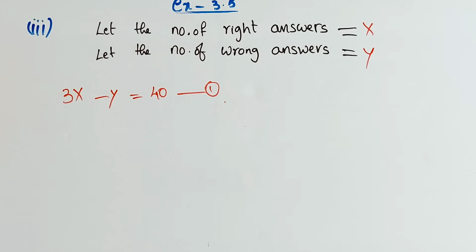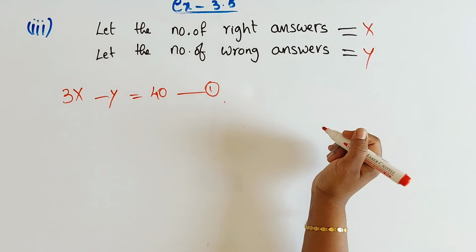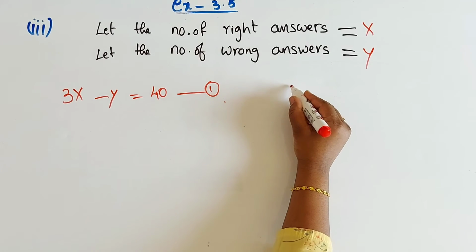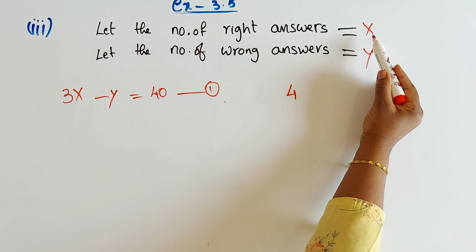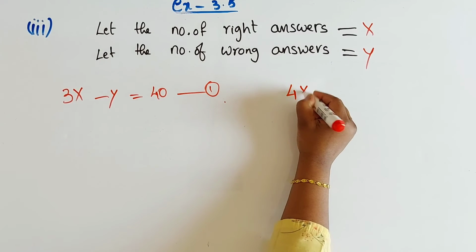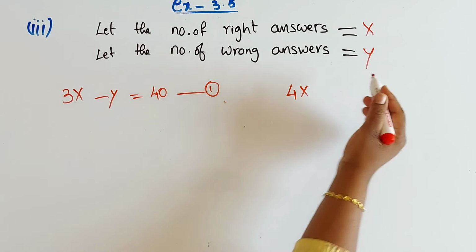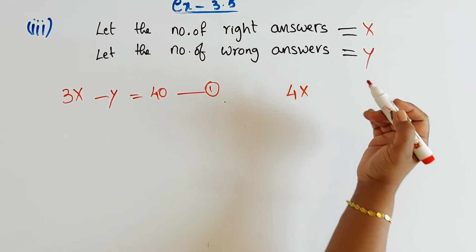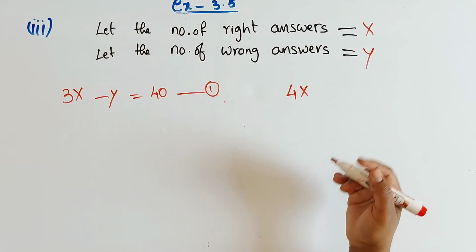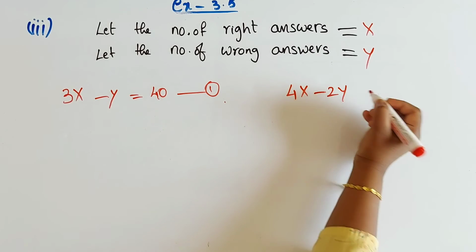Had 4 marks been awarded for each correct answer. Actually 4 marks for each correct answer. Correct, children? So 4 marks, number of right answers x, children. 4 into x, 4x. And 2 marks had been deducted for each incorrect answer. Now the number of wrong answers is y. 2 marks has to be deducted, reduced. That means negative 2 marks. So negative 2 into y, minus 2y.